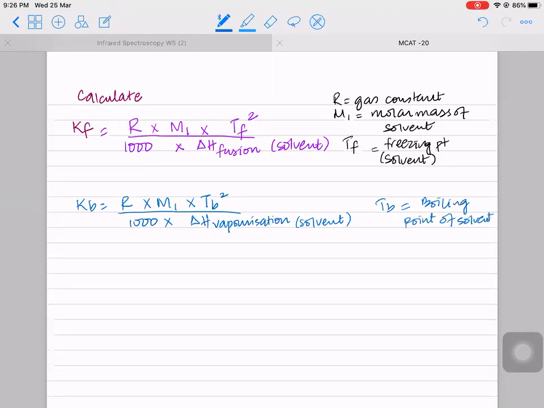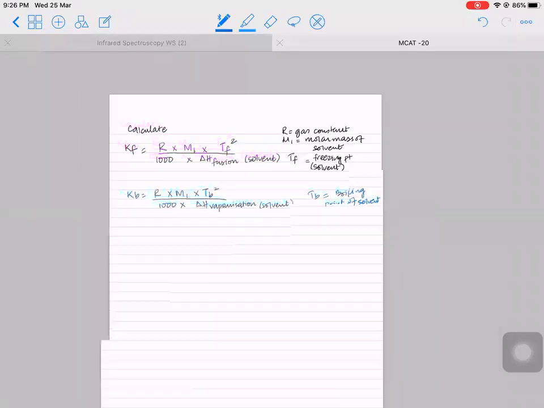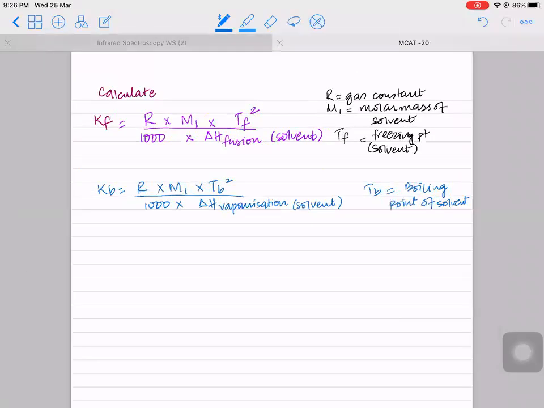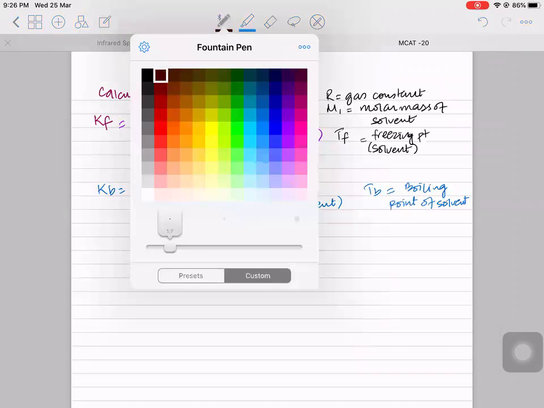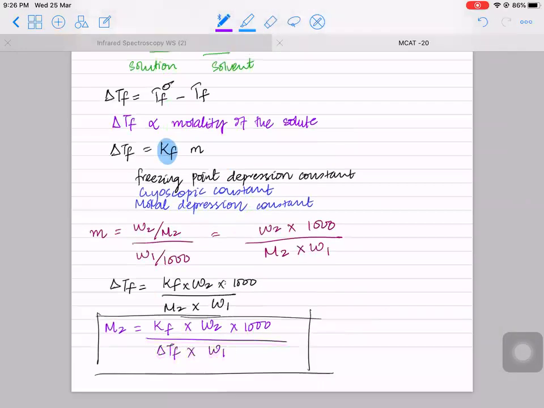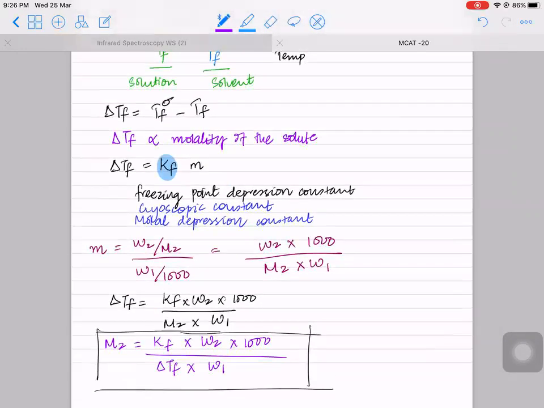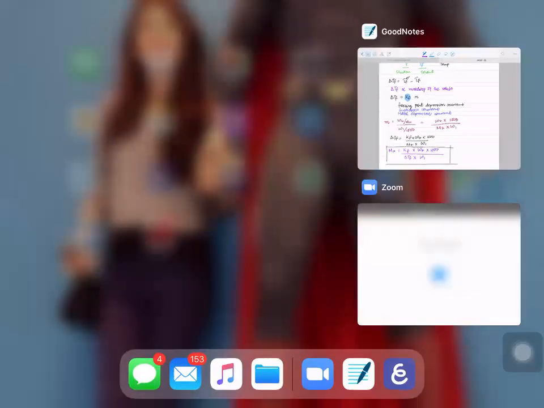So these are your colligative properties, and using these we're going to do osmotic pressure. And I'm going to tell you why we end up with all these formulas ending with M2. Why are you finding the molar mass of the solute? Because through the colligative properties you can find the molar mass of the solute, and when you have the molar mass you can identify them also. Now let's start with osmotic pressure.